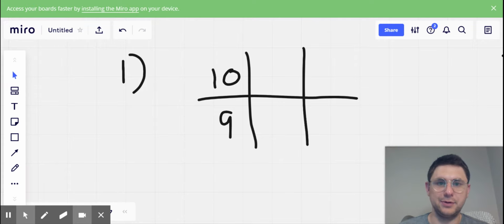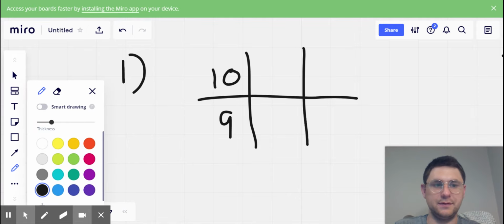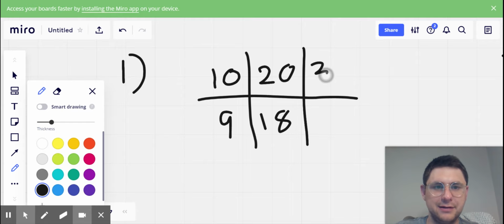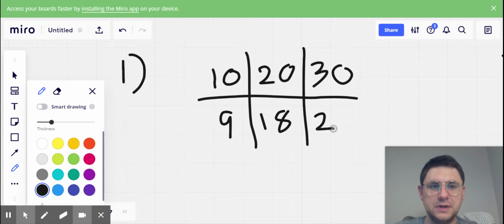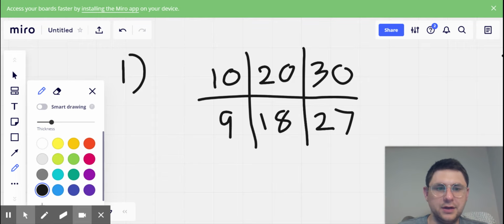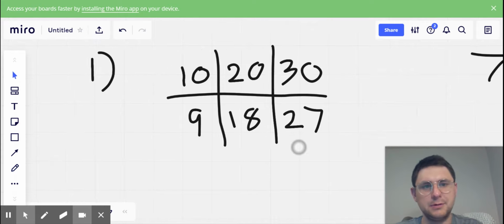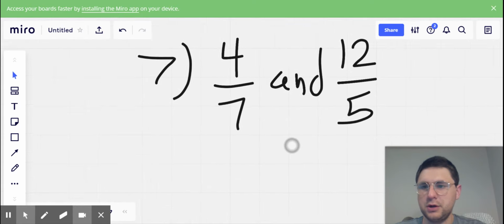You could double each number, or I just like to add the same number in the first column again each time. Right? So 10 plus 10 is 20, and 9 plus 9 is 18. Right? And then you can add 10 and 9 again to get 30 and 27. You can check them all in a calculator. You can divide the bottom by the top, and you're always going to come out to 0.9 for all three of those. So they've got the same unit rate, which means that they are all equivalent.